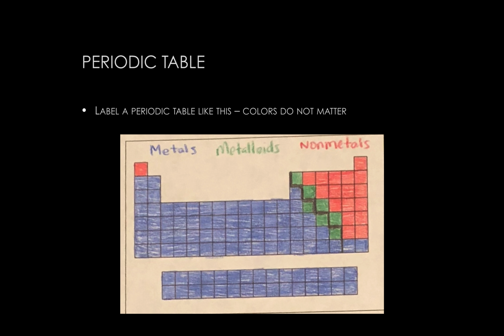Go ahead and label another periodic table. So color in your metals and color in your metalloids and then your nonmetals. Again, do not forget hydrogen is a nonmetal and aluminum is a metal and not a metalloid. You only have 7 metalloids.